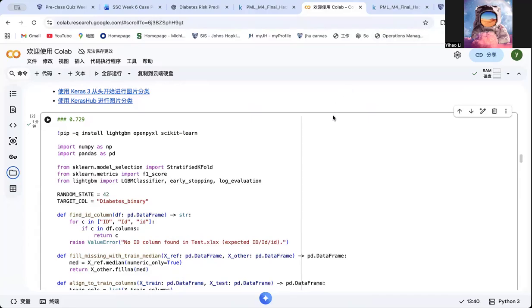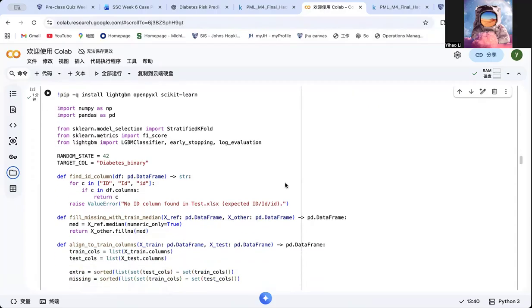So, hello everyone. For our practical machine learning final project, our objective was to develop a binary classification model to predict whether a person has prediabetes or diabetes using the Behavioral Risk Factor Surveillance System health survey data.